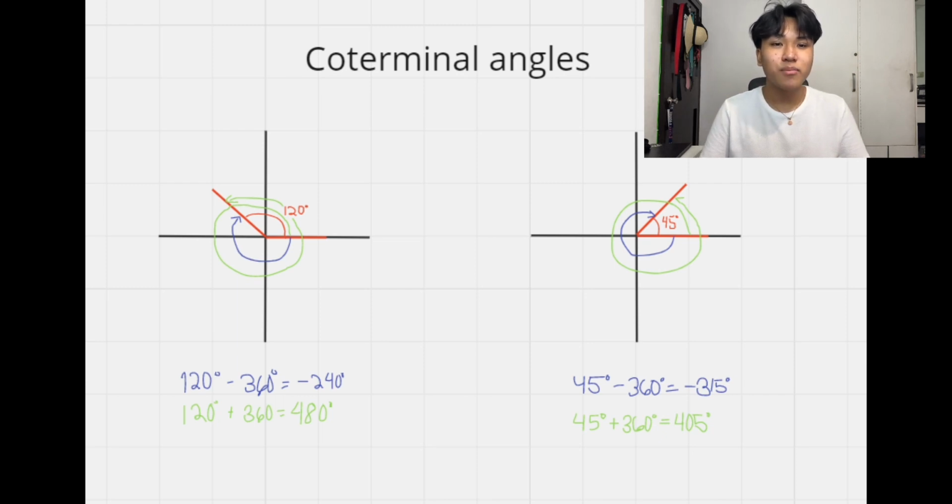For our next example, it's basically the same thing. The angle has a measure of 45 degrees. So, we subtract 360 from 45 degrees and that will equal negative 315 degrees. Then we have 45 degrees plus 360 degrees, and that will equal 405 degrees. And those will be our coterminal angles.